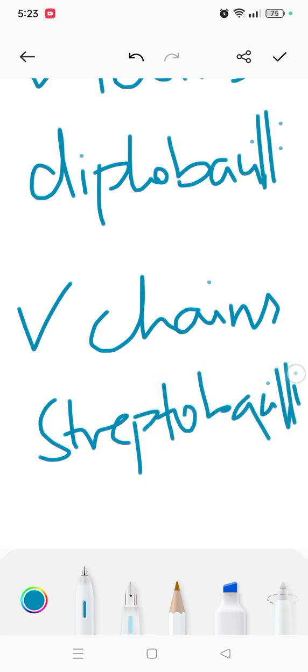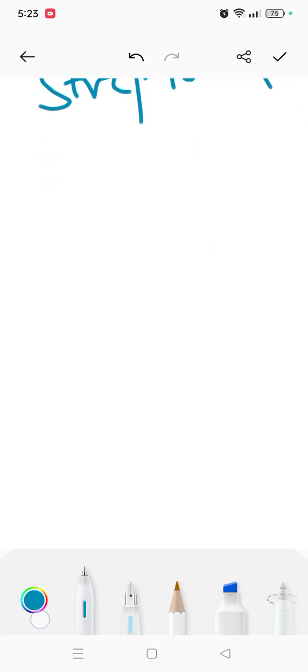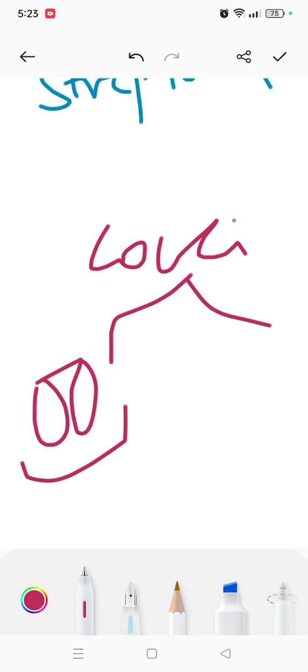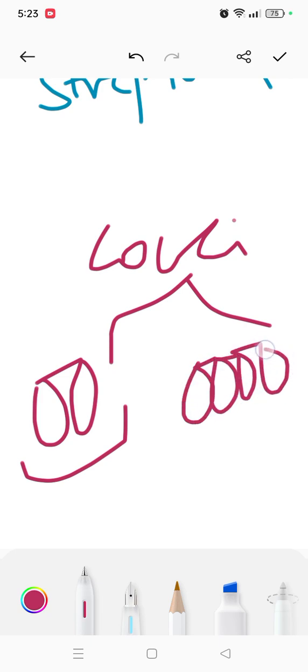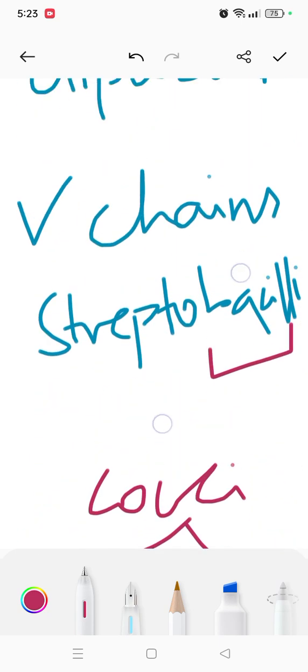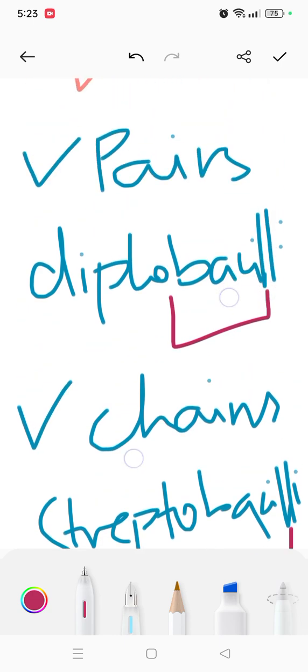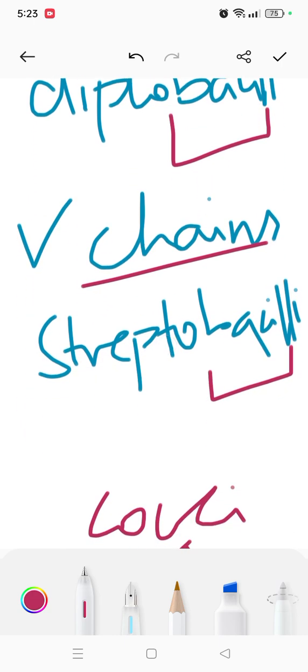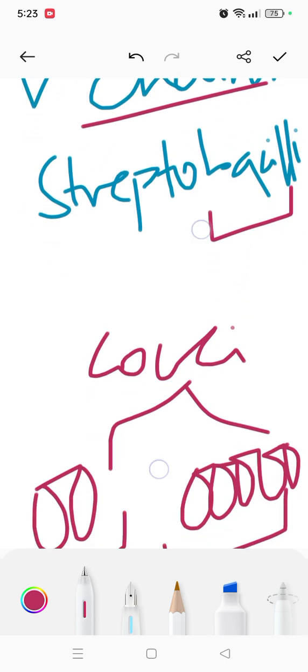This is the same as we discussed in cocci. I'm just giving you a little overview. In cocci it was a pair like this in vertical plane. This was called diplococci, and a chain like structure like this was called streptococci. Here we'll just add bacilli into the structure. This is also the same: one is a pair like structure, second is a chain like structure, which I'll show you in picture form so that you understand nicely.